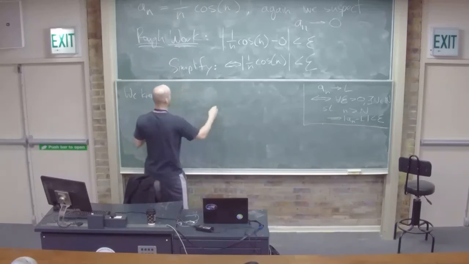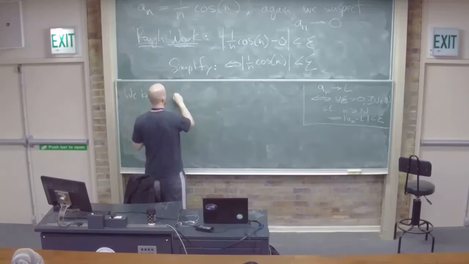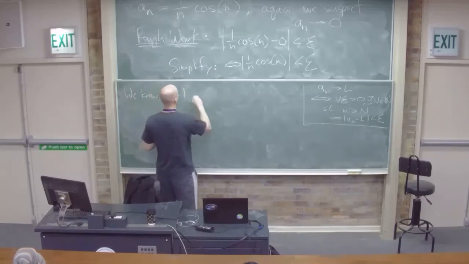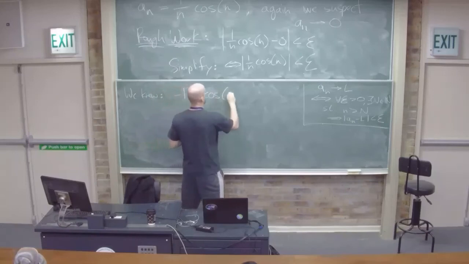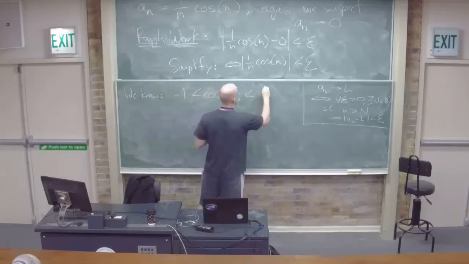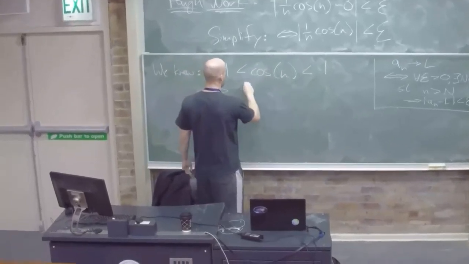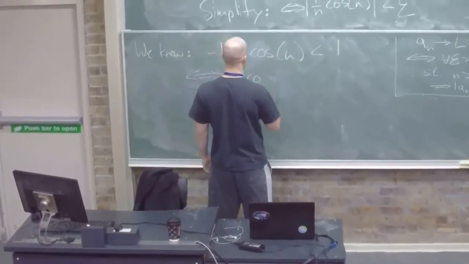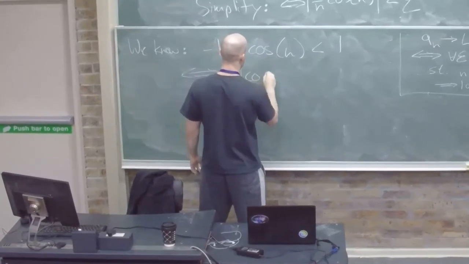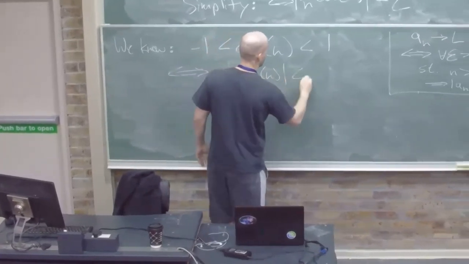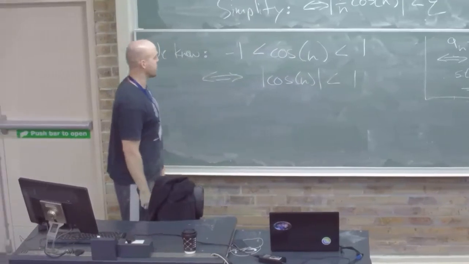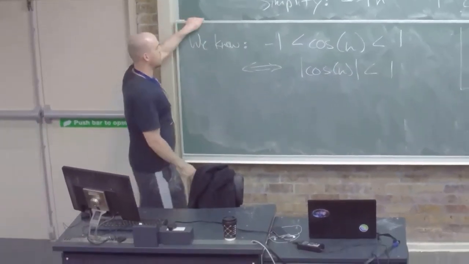Again, you wouldn't need to even write out these steps, but I just want to show you a really full logical way of looking at it. So we know that this is true, okay? And we've agreed that that's equivalent to saying that the absolute value of cos n is less than 1, right? Just from our discussion at the beginning of today.